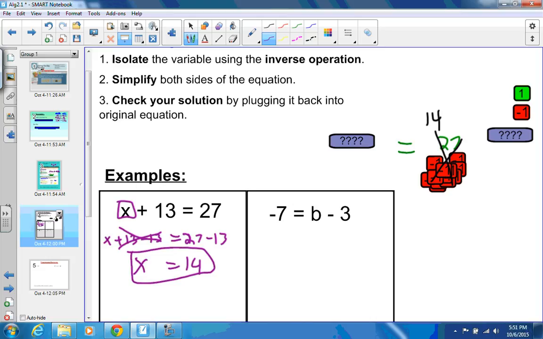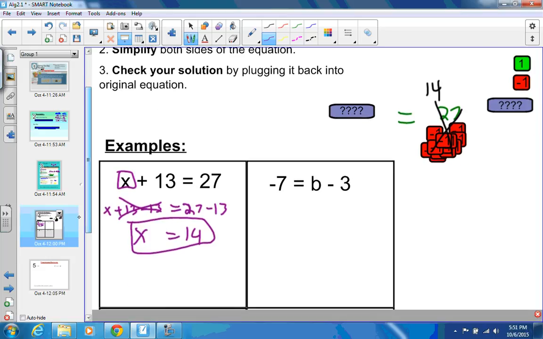And how do you check that? Because it says simplify both sides like we did there. But then we need to check it. So let's plug it back into the original equation. I'm going to check it in red here. So x is 14. Let's plug that back in there. So 14 plus 13. Is that equal to 27? I sure think so. 14 plus 13 is 27. And then we give ourselves a smiley face because we just showed our work. We proved that it actually is correct.